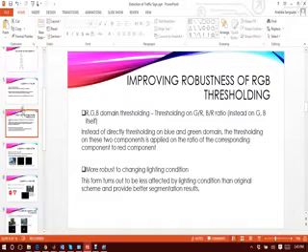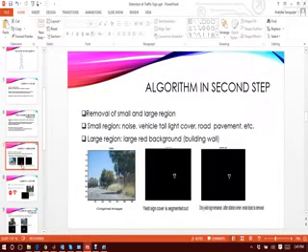The next process is the second step of the algorithm, which includes the removal of the small and the large region. The small regions mostly include the noise, vehicle tail light cover, road pavement, etc., and the large region include the large red background or maybe a brick wall.